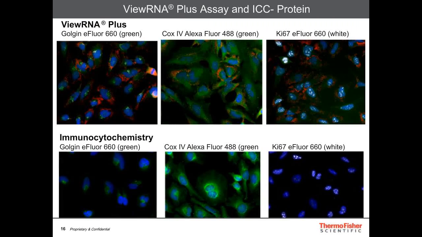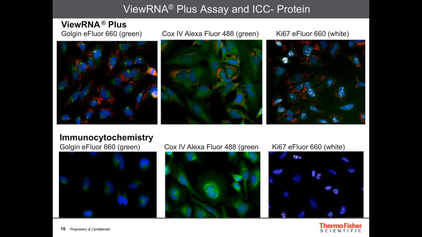If we compare the expression of protein between the View Plus assay and just standard immunocytochemistry, we see there's a very nice correlation between the two. The top row of images is the ViewRNA Cell Plus assay, looking at three different specificities: Golgi protein, COX4, and Ki67. The bottom row of images is standard immunocytochemistry, just using antibody. These are paired reagents, so using an antibody to Golgi eFluor 660, which is similar to an Alexa 647, and this is imaged in green here, and we see very nice expression between the ViewRNA Cell Plus assay and standard immunocytochemistry.